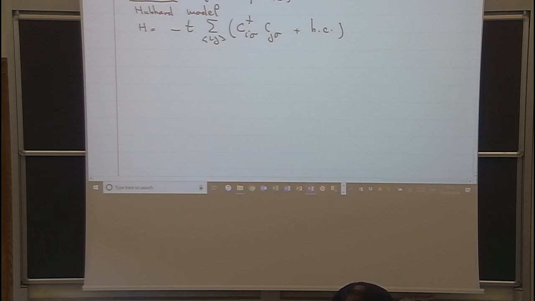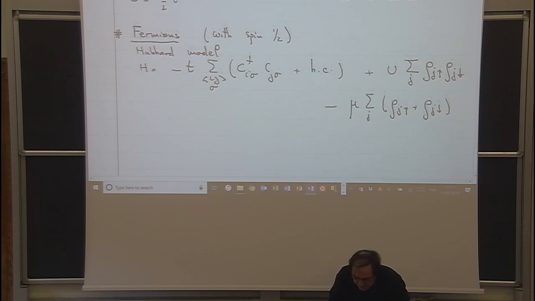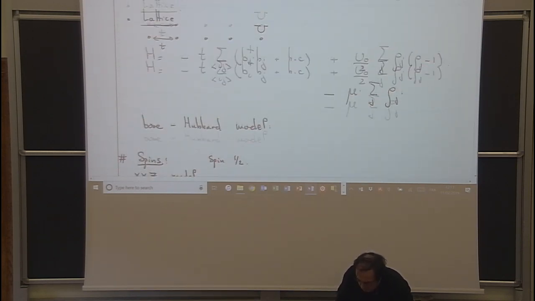The spin is conserved, so I have to sum over sigma. And then I put a repulsion, and because of the Pauli principle, I can only get particles of different spins on the same site, so I can only write this. And then again, I can put a chemical potential. I could also put a magnetic field, but I will not do it. Okay, so these are the various models that we would like to solve.